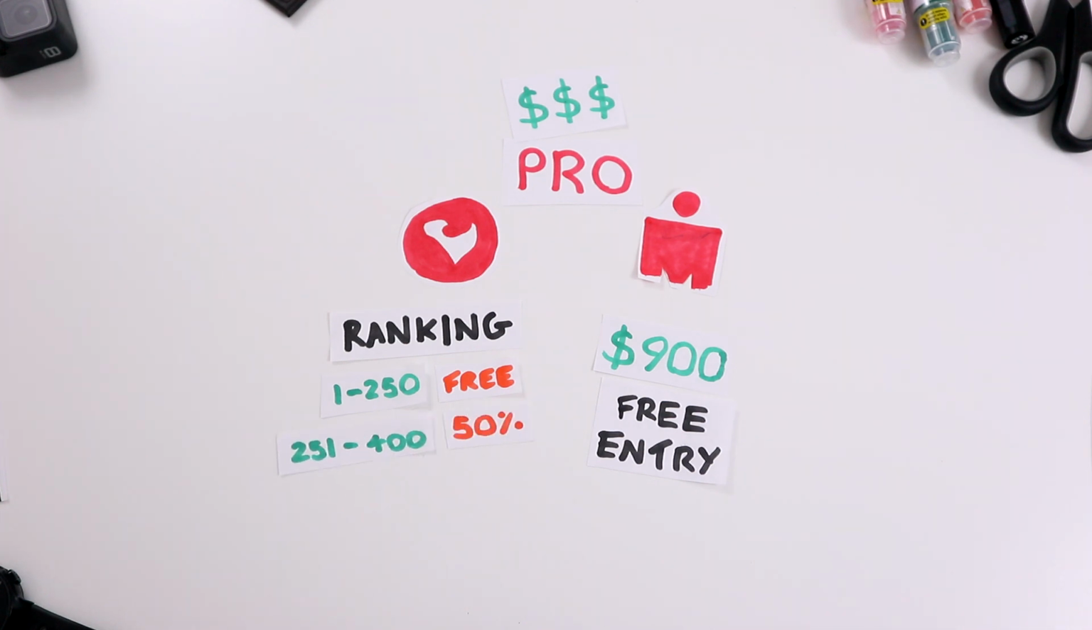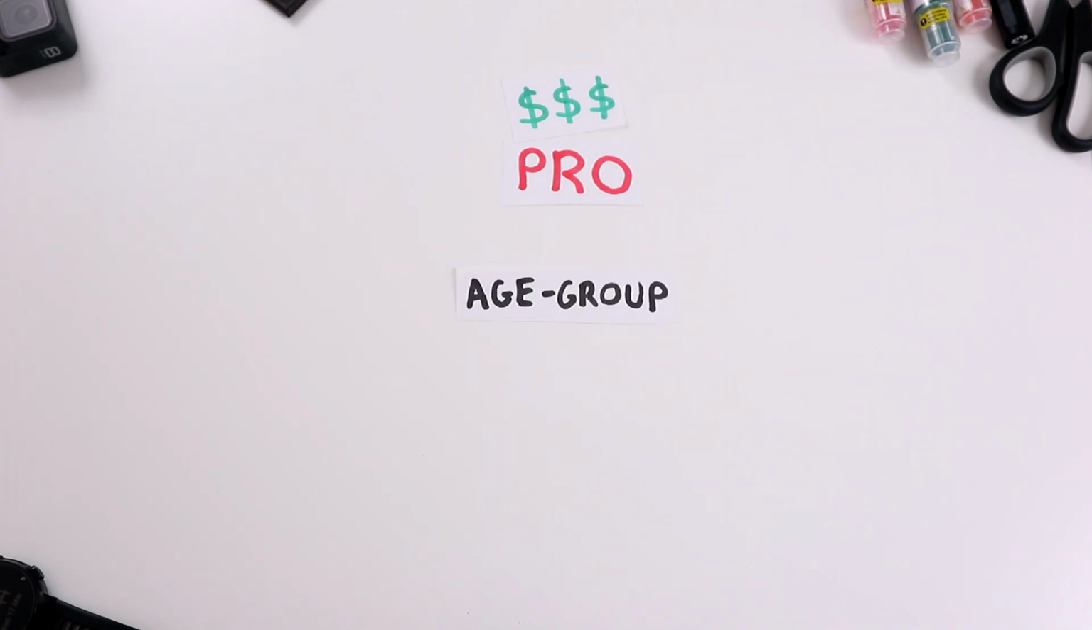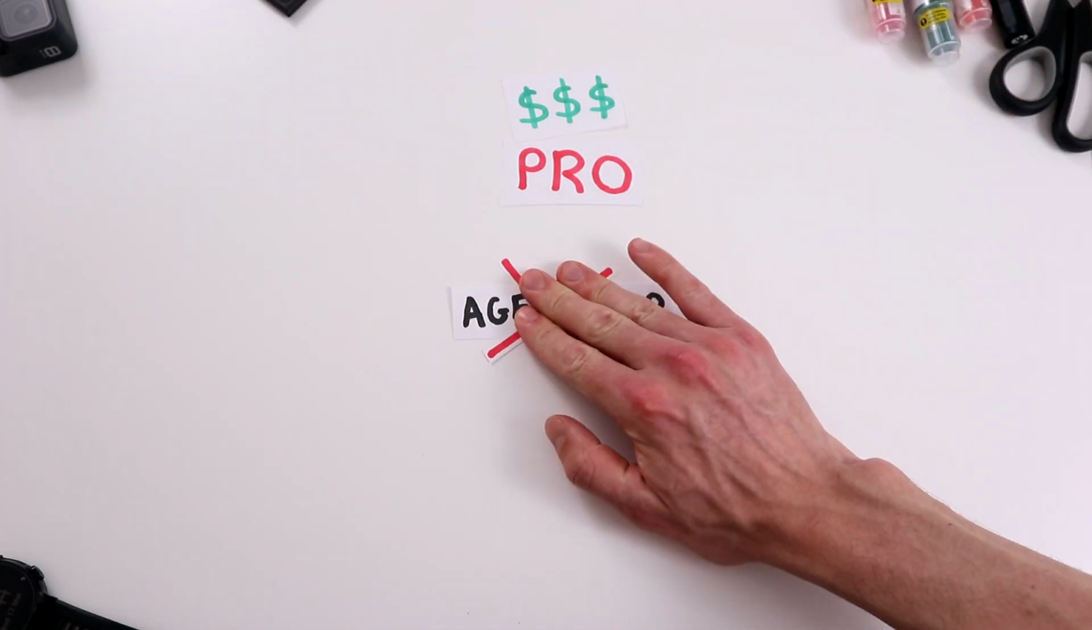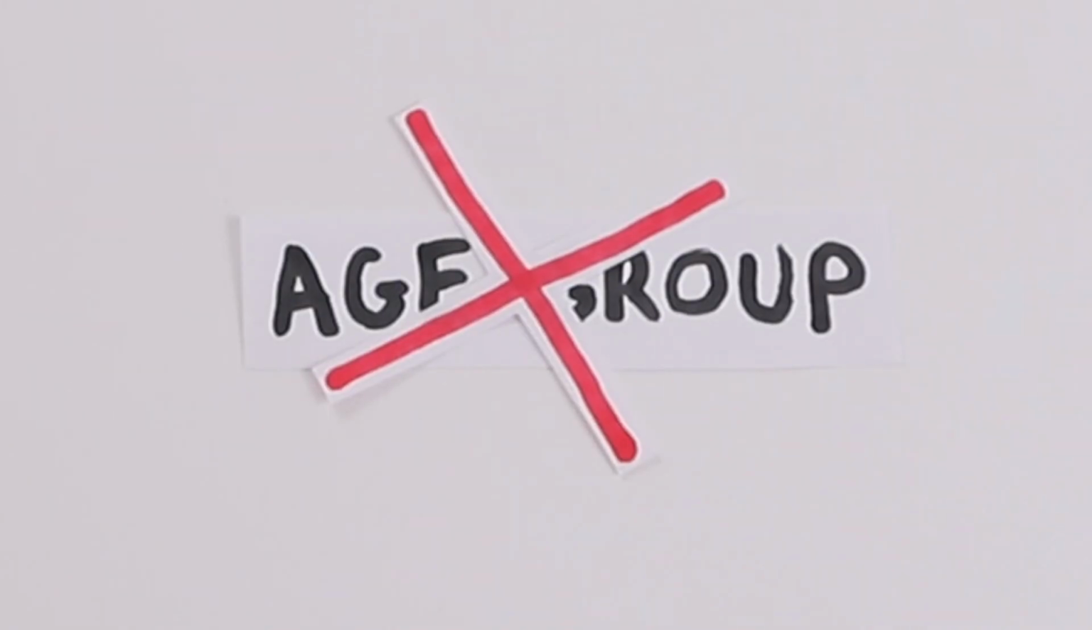Athletes ranked from 251 to 400 get 50% off their entry fees, and for athletes ranked 401 and above, entry benefits are at the discretion of the race director, which from my limited experience is normally fairly generous. The other thing worth mentioning is that for both of these, once you go pro, you're no longer allowed to race in any age group event regardless of whether or not it has a pro field.